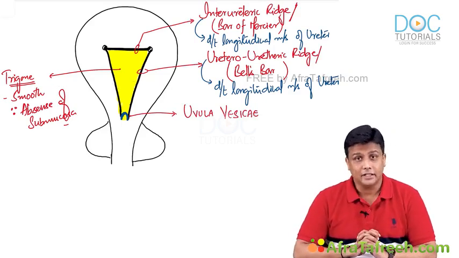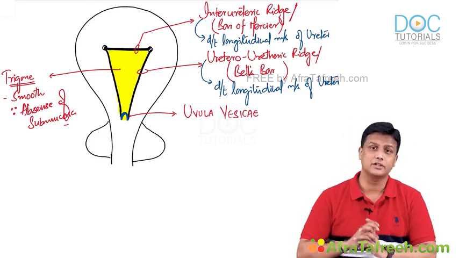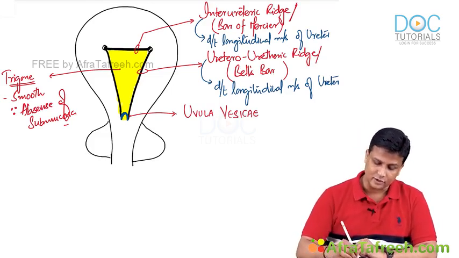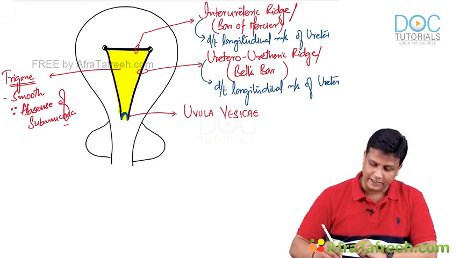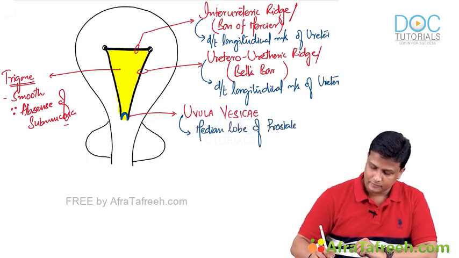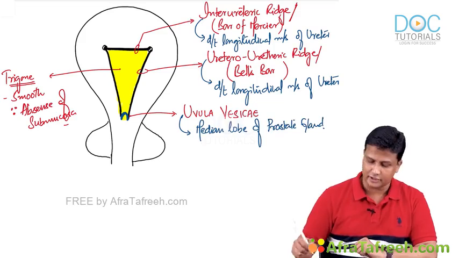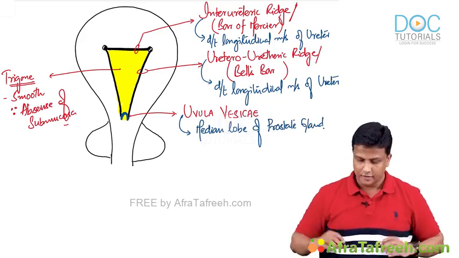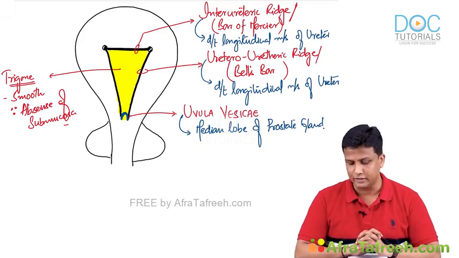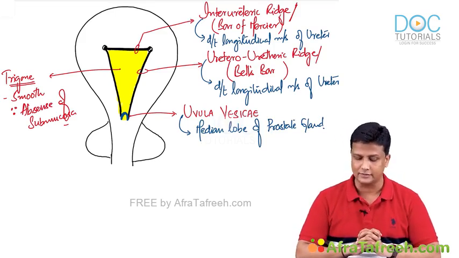And again, the same thing, you need to learn what is the reason for this one also. Why is that elevation again created there? Ovula vesicae. And that is actually due to the median lobe of the prostate gland. So in males, the median lobe of prostate gland is forming an elevation near the apex of the trigone of the urinary bladder. That median lobe of the prostate gland is going to form an elevation in the apex of the trigone of the urinary bladder, that is known as ovula vesicae.